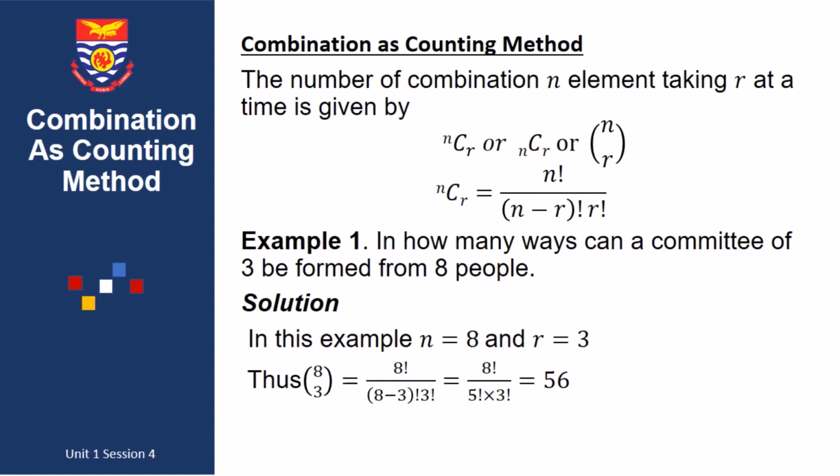Now, unlike permutation in which the order of arrangement matters, combination has to do with selection in which order does not matter. So we select without order, whereas permutation was dealing with arranging in order. So the number of combinations of n elements taking r at a time is given by the formula.